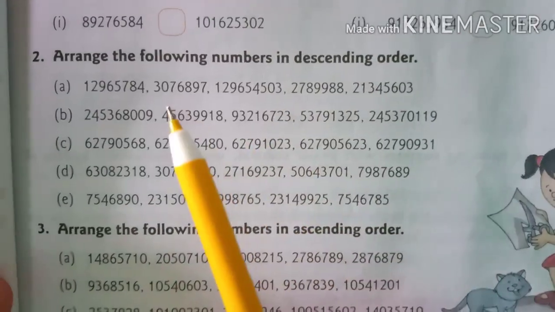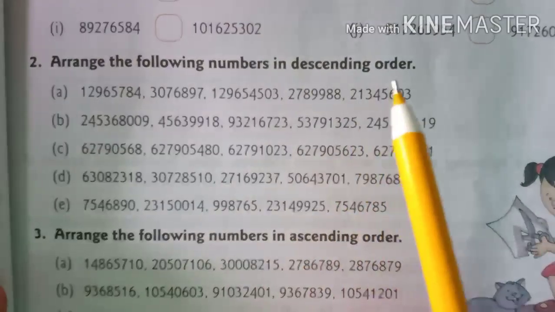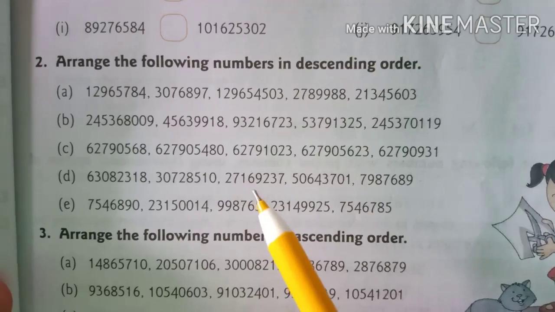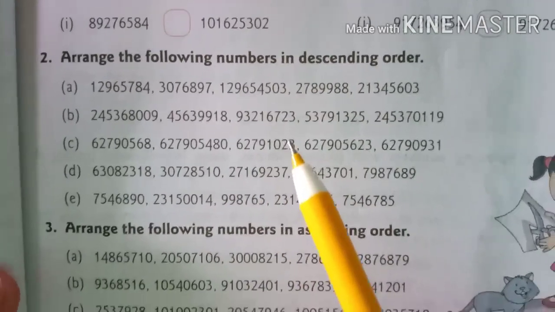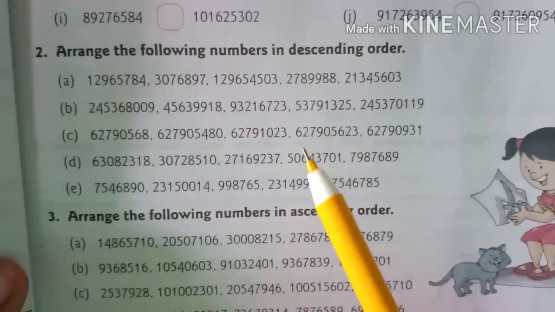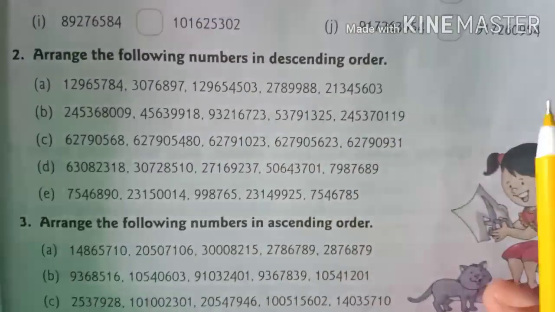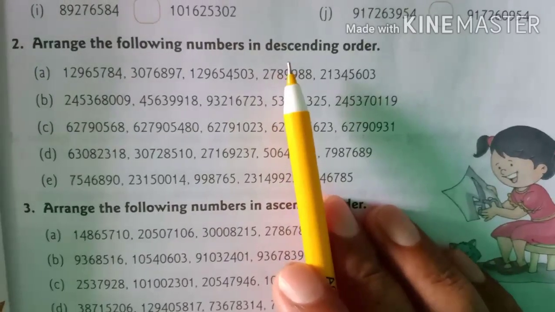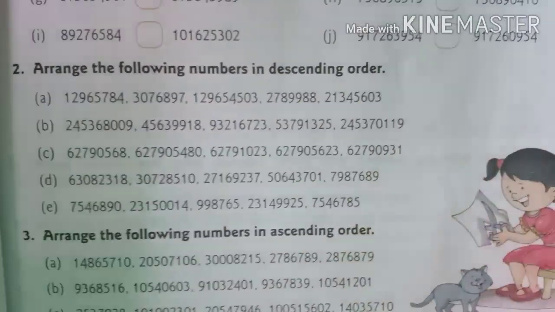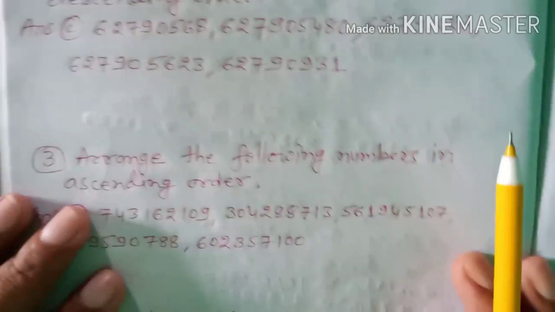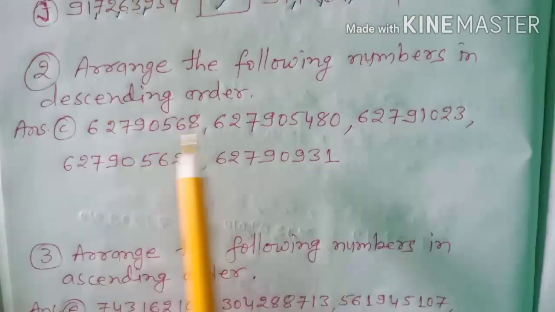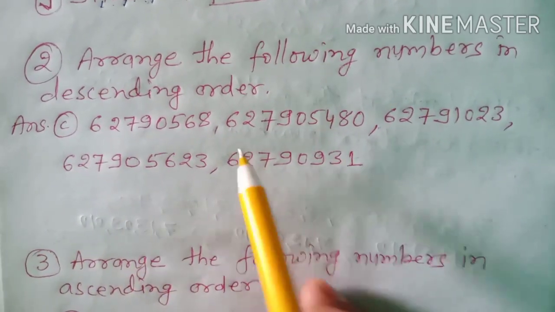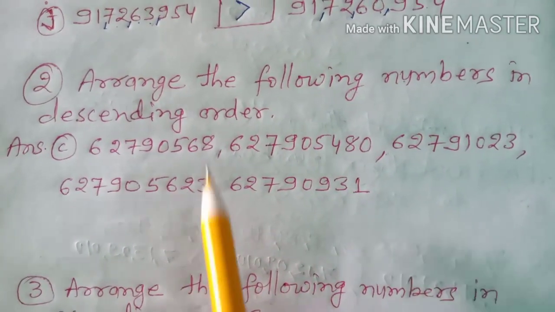Now see question number 2. Arrange the following numbers in descending order. Questions A to E are given to you for solving. I am taking only one example to show you the way by which you will solve this type of question. So remember, in this question you are asked to put the numbers in descending order. Question C I am showing here, how you will solve this.